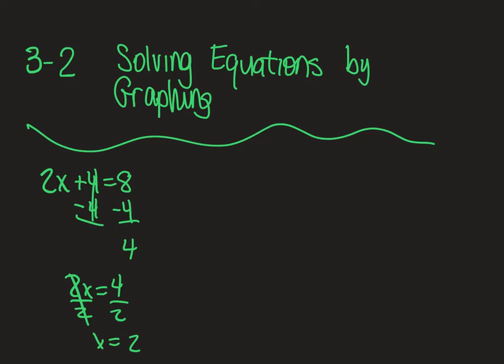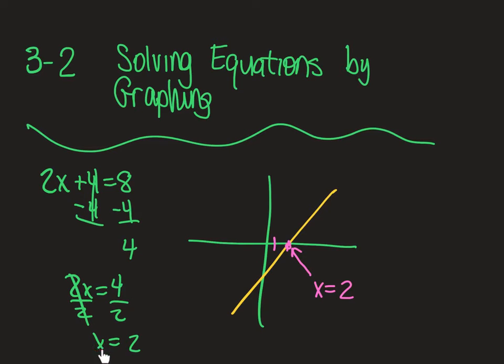Well, have you ever thought that this could actually have a picture even though there's no y? The picture to that would be something like this. The answer is 2 because that's where the yellow line crosses the x-axis. It crosses the x-axis at x equals 2. That's why x equals 2 is the answer. We can prove it algebraically. We could also graph the equation and we could prove it using a picture.